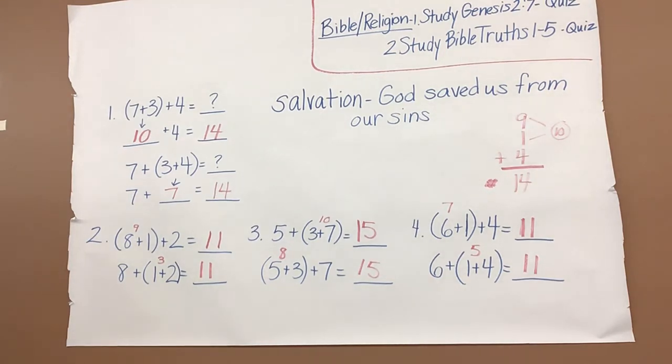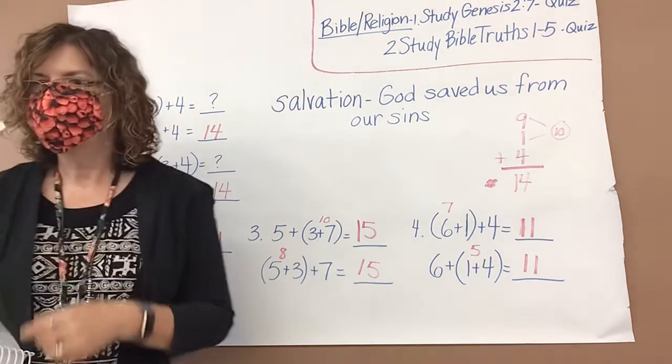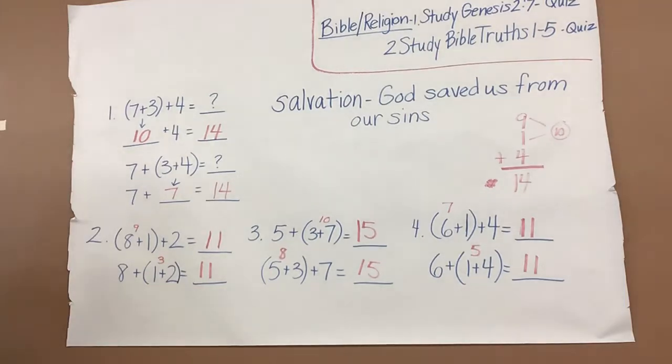These two numbers add to 10. 9 and 1. Then that leaves you with the 4 and the 4. What's 4 plus 4? 8. So 10 and 8? 18. Very good.